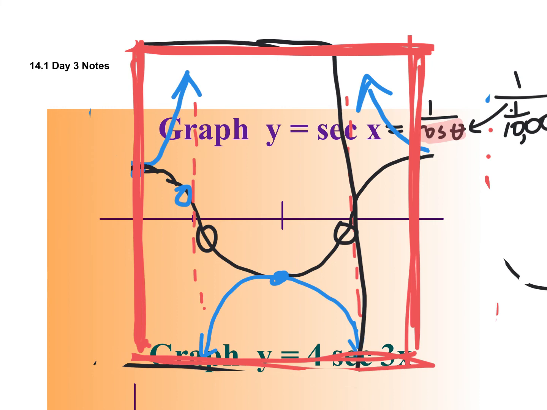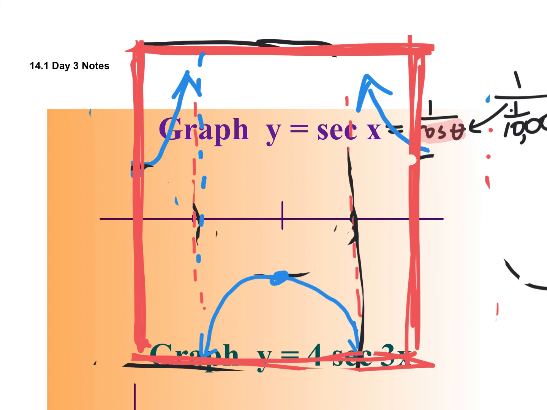And remember, secant isn't cosine. It's just related to cosine. So I'm going to erase out all of this cosine graph that I had in the first place. And secant is just the blue lines and the asymptotes. So I'm going to put the asymptotes back in there in blue. That is the graph of secant.